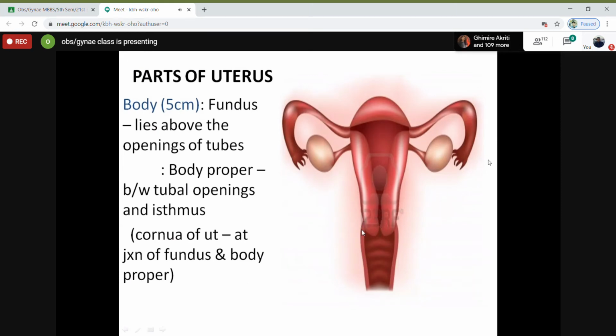Now see, this is the vagina from here. So this much of the cervix is supravaginal. This is vaginal. The part which protrudes into the vagina is the vaginal portion of the cervix. So you can see this is supravaginal cervix, this is vaginal cervix. And this is the cervical canal.